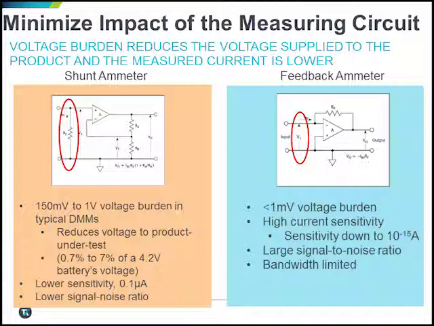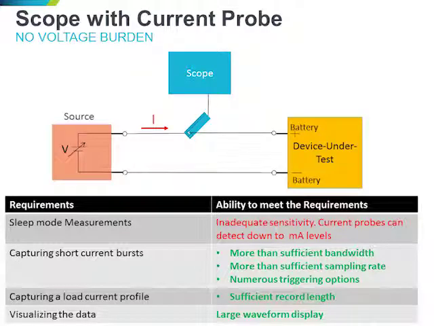Now that we know what we need and are aware of some of the issues with current measurement, let's take a look at our instrument alternatives. Here is our test circuit for load current measurement with a voltage source, supplying the load current to the device under test. I brought up the impact of voltage burden related to inserting a measurement instrument into a circuit for current measurement, but I did not mention that current can be measured without disturbing the circuit at all.